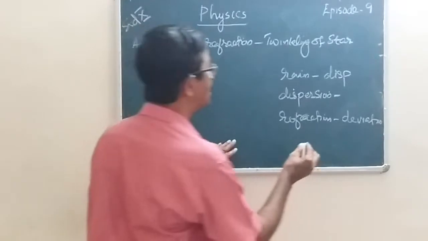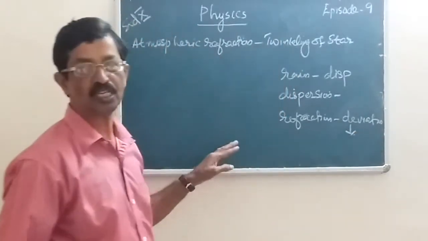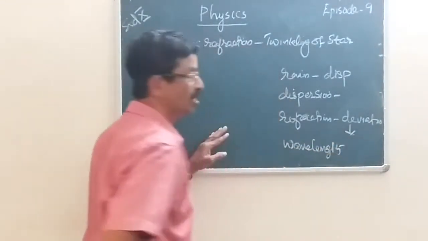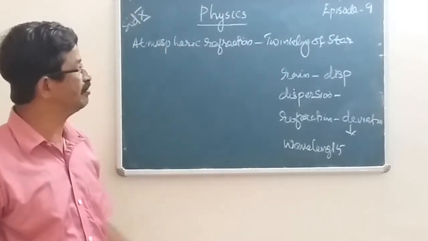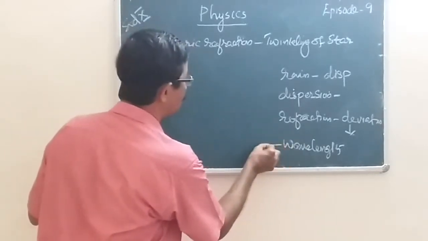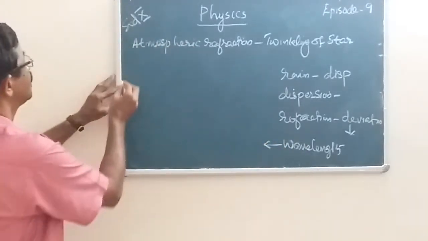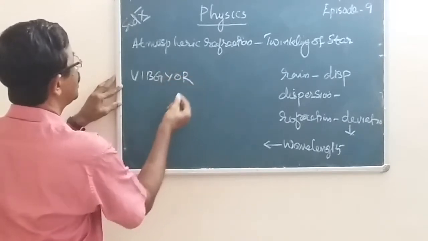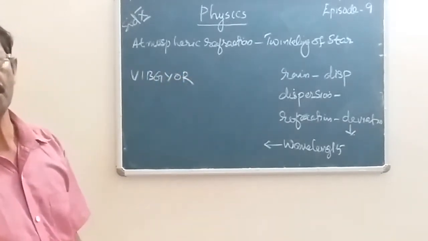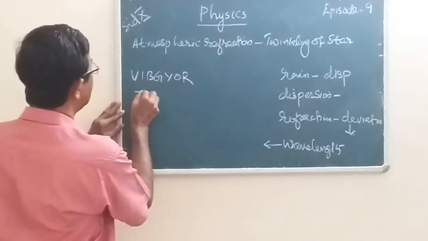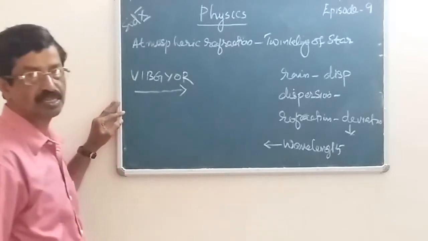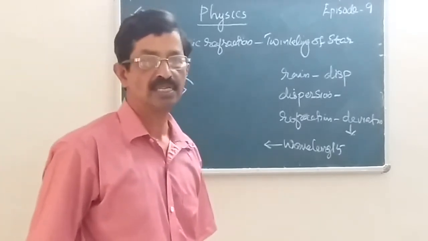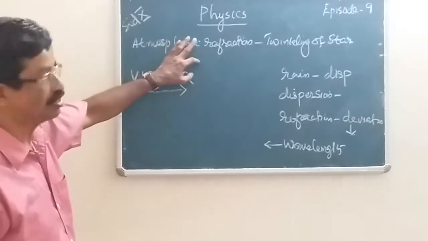Why is this deviation different? This deviation is based on wavelength. What is a wavelength? Now, among these, which color deviates more? We know different colors such as violet, indigo, blue, green, yellow, orange, red. This is the increasing order of wavelength. That means from violet to red, wavelength increases.